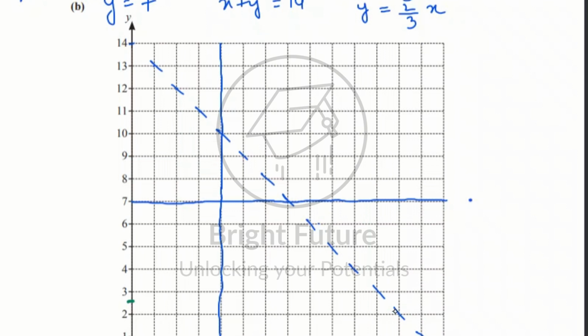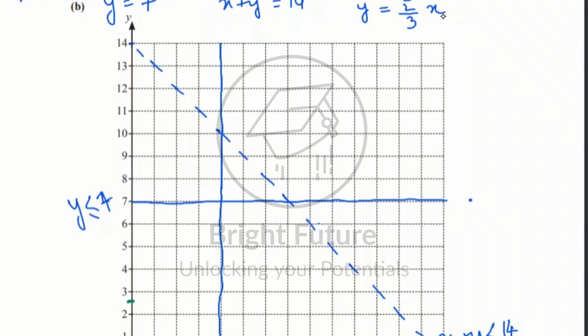Okay, so x is, this is it. This line is y less than or equal to 7. This line is x greater than or equal to 4, and this line is x plus y less than 14. Do label your diagrams properly.